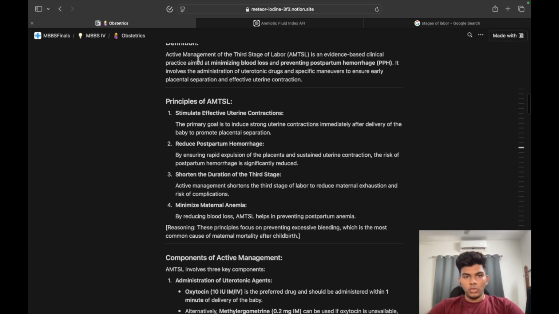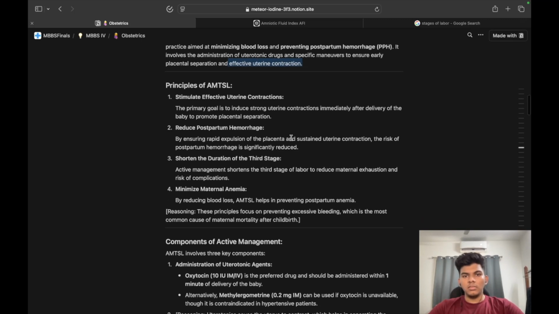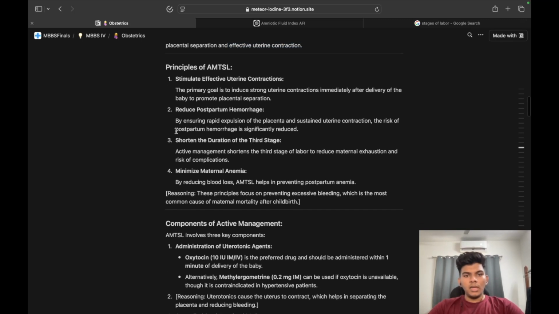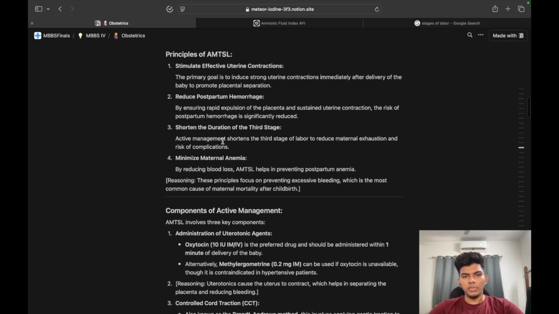So uterotonic drugs, these two things ensure these two things. So these two plus this equals this plus this. So that is the overall understanding. Uterotonic drugs plus specific maneuvers equals placental separation plus effective uterine contraction. And reduce the postpartum hemorrhage by ensuring expulsion of placenta and sustained uterine contraction. The risk of PPH is significantly reduced.